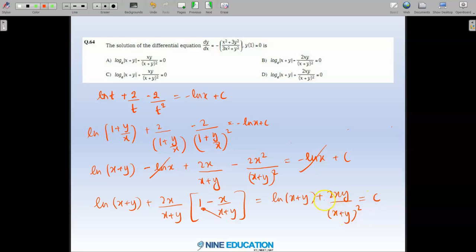Now y(1) is equal to 0. So if you put x equal to 1 here, you will be getting ln 1 and y is 0, so it will be only ln 1, and this will be 2 into 0 only. Ln 1 is already 0, so we'll get the constant also as 0. So which option is matching? It is ln, which means log with base e, (x plus y) plus 2xy by (x plus y) whole square equal to 0, which is option D.